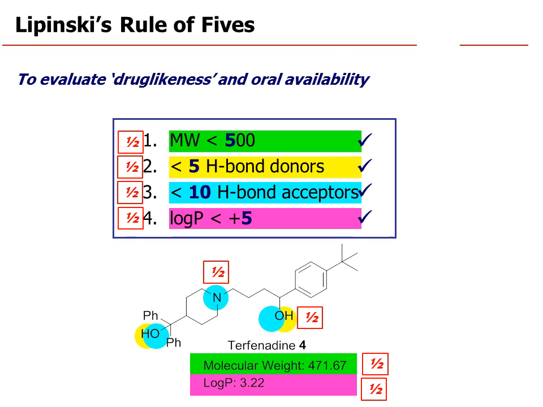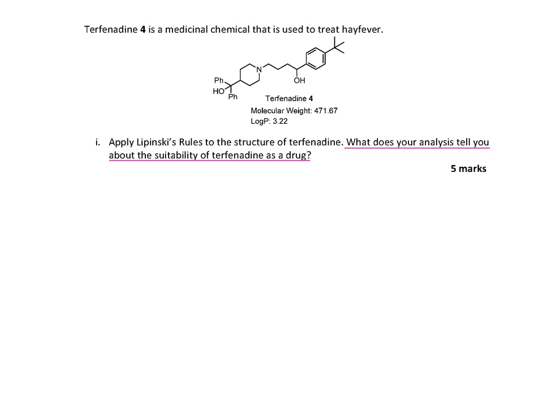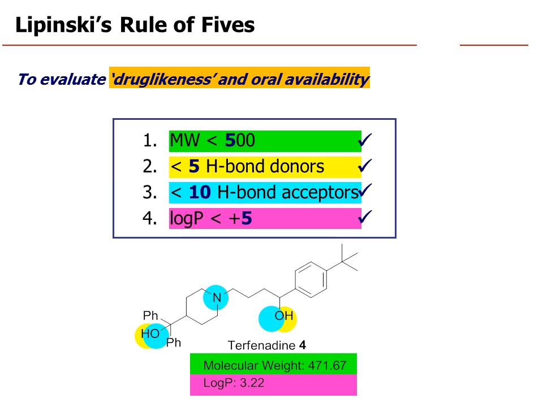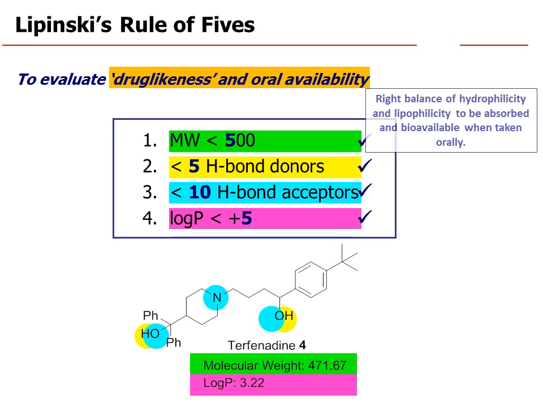Note that we still haven't quite finished answering the question, which goes on to ask us what our analysis tells us about the suitability of terfenadine as a drug. It doesn't tell us that terfenadine is a good drug, it doesn't tell us anything about how it's actually going to operate, but the key is up there in that orange box. It tells us about bioavailability or oral availability. It tells us that this drug has the right balance of hydrophilic and hydrophobic groups, or lipophilic and hydrophilic groups, to be readily absorbed and bioavailable when taken orally. That's the key thing. These rules are about the absorption or absorbability of a potential drug.